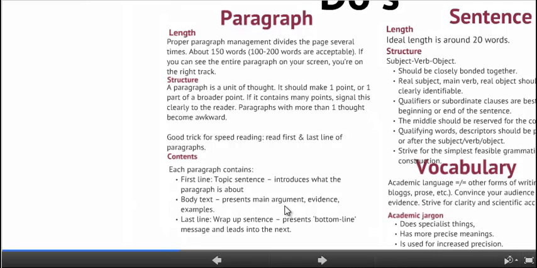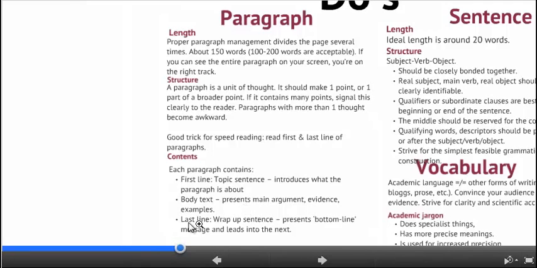And then you have the main body text that presents the main argument and the evidence and examples, your value added to the argument, if you will. And then you end this paragraph with the last line, a wrap-up sentence that presents the bottom line of the message and leads into the next paragraph.